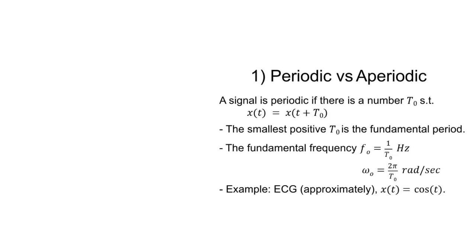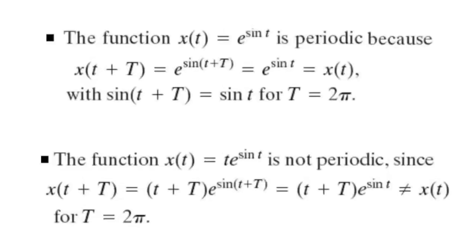That is equal to 2 pi by T naught radian per second. Examples for a periodic signal are sin t, cos t, and exponential functions, etc.